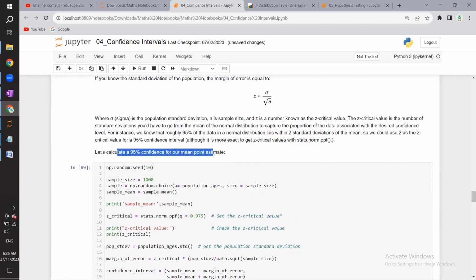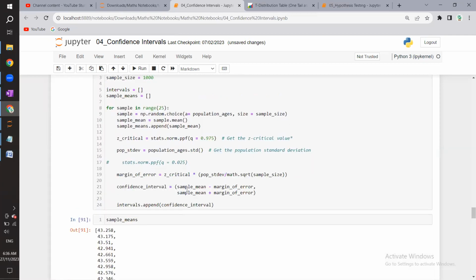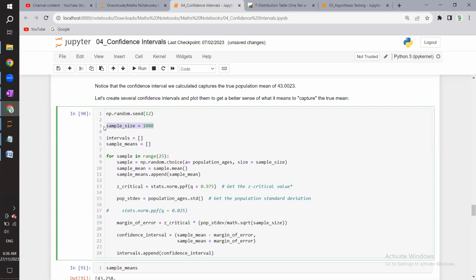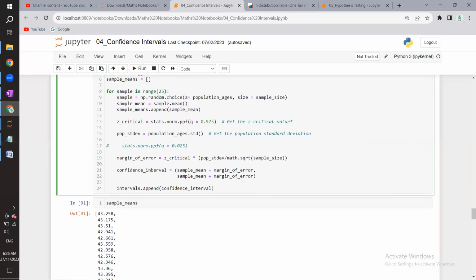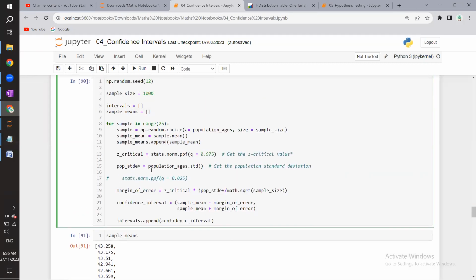So, for a 95% confidence interval, if we take sufficiently enough samples, for example, I'm taking 1,000 samples each, and I'm taking 25 times, experimenting 25 times, each of 1,000 samples. Agree? And if you are checking the sample means, the point here is, when you are taking a confidence level of 95%, what does that mean, guys?